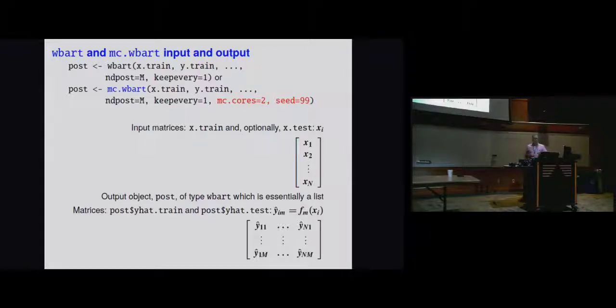Okay, so BART and MCW BART basically follow the same parameters. I guess it wouldn't make sense if they didn't, but there are a few differences. First of all, I should mention Rob didn't talk about keep every. Keep every is how you do the thinning. By default, keep every is 1, so keep everything. If you want to thin, you would make that 10 or 20 or something like that. But that's sort of beside the point.